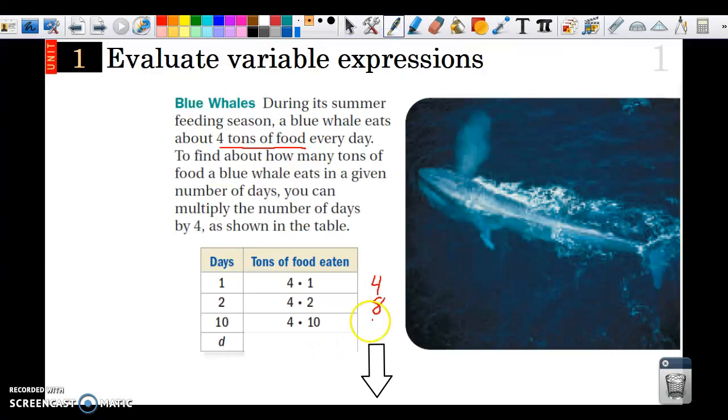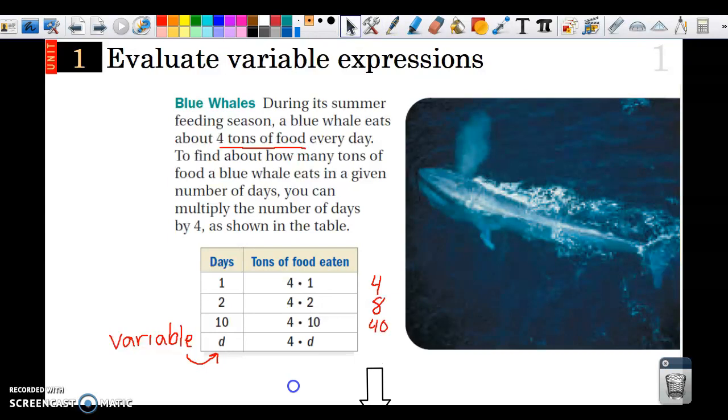After 10 days, they've eaten 40 tons, and for any day, D, this D is going to be a variable, and we're going to define that on the next page. That is a variable quantity, which means that we don't know how many days it's been if I just use the letter D. But the expression then becomes 4 times D.